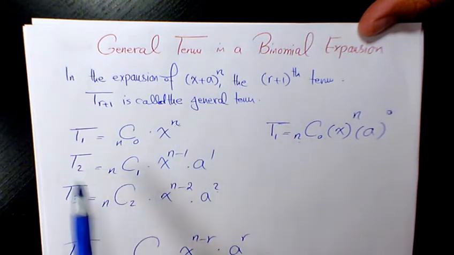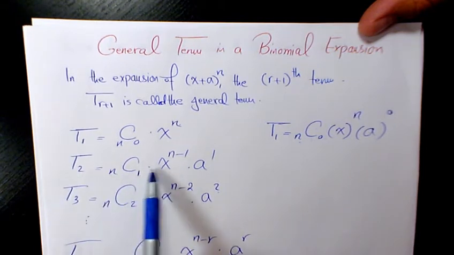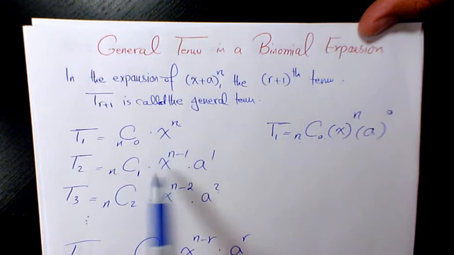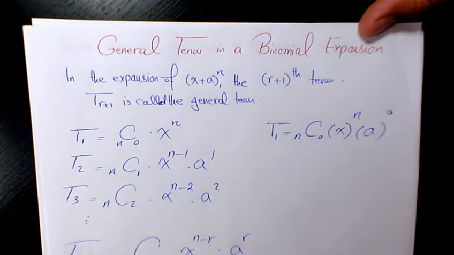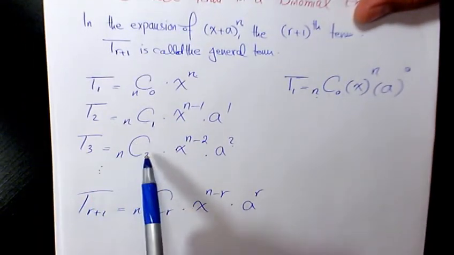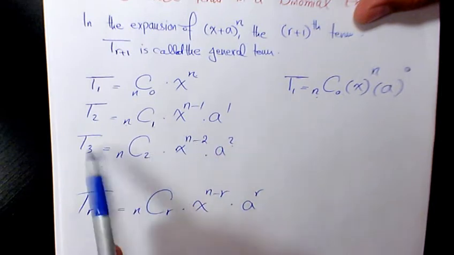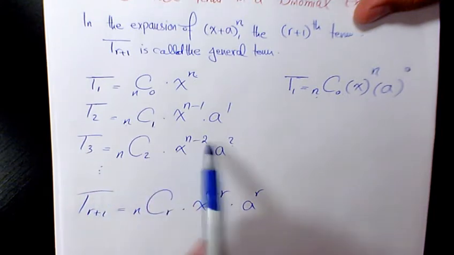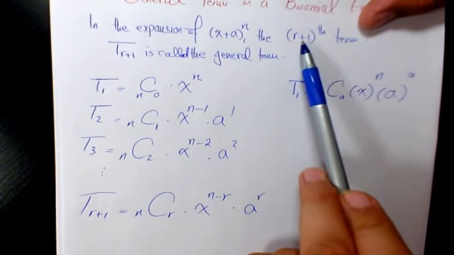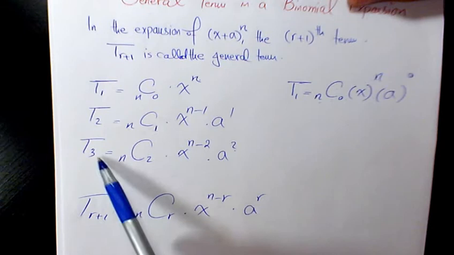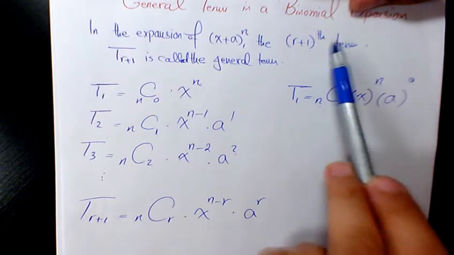What about the second term? The second term is going to be nC1 x^(n-1) a^1. Here in the second term we have 1, 1, and 1. What about the third term? nC2 x^(n-2) times a^2. Again, in the third term you have 2 here, 2 here, and 2 in here. So it is 1 less than the term number. That's why it's called the (r+1)th term, because these are r, and this one is r plus 1.